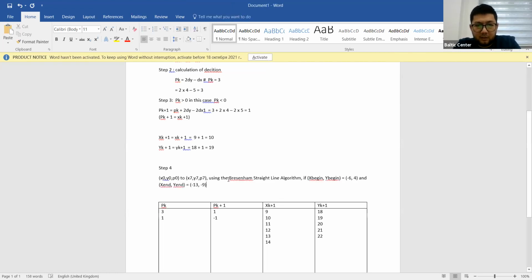So the one I sent you over here, if you can see, x at 0 is the starting point, and until x7 and y p7. So using the line algorithm, if x begin and y begin are at 6 and 4, and xn and yn are minus 13 and minus 19. So if our pk is greater than 0, let's say pk is 3, for the sake of the study, how are you going to calculate this? Can anyone tell me? Maybe you have any ideas?